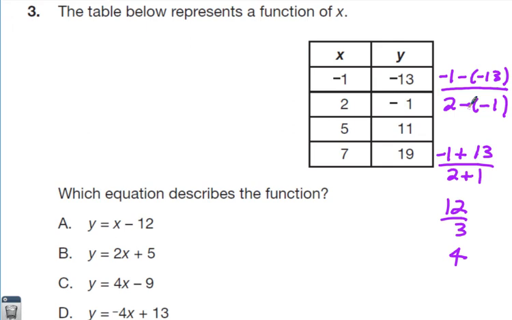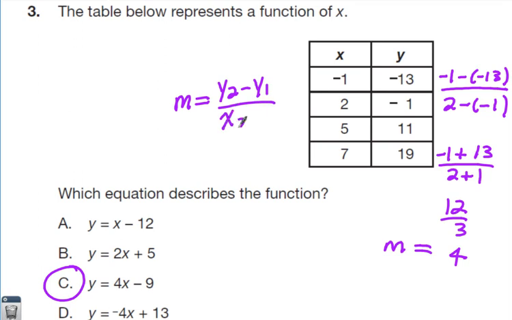So, based on the choices, people, I already know that it's C because that's the only choice that has the correct m value that I got. And again, just to be super clear, this is what I was doing. I was just using these two xy pairs to figure out the slope using that formula. I got +4, and the only equation that has the correct slope is C.